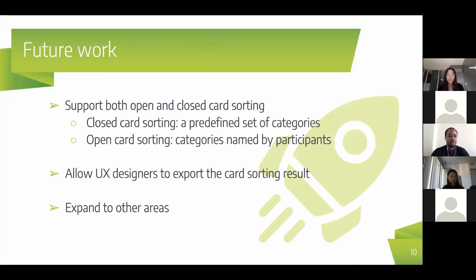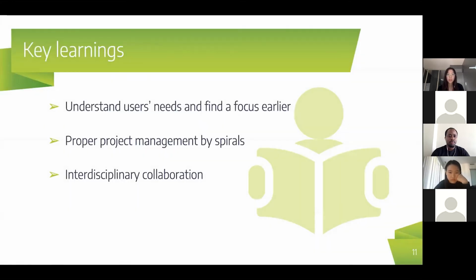Currently we only support closed card sorting because categories are predefined by UX designers. We also want to support open card sorting, that is to allow participants to name the category themselves, in a way that makes sense to them. Currently, UX designers can only review the result on the app. We also want them to export the results so that they can use them elsewhere. Also, we'd like to expand our app to some other areas, probably like marketing, because they do surveys and they want feedback from users. Now let's talk about key learnings.